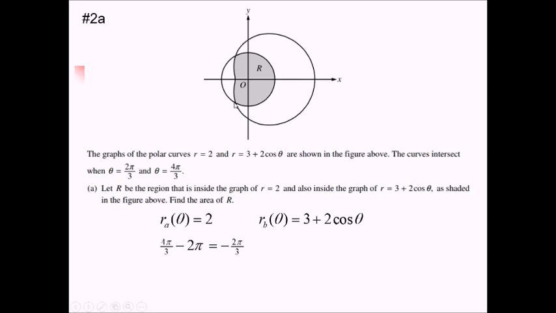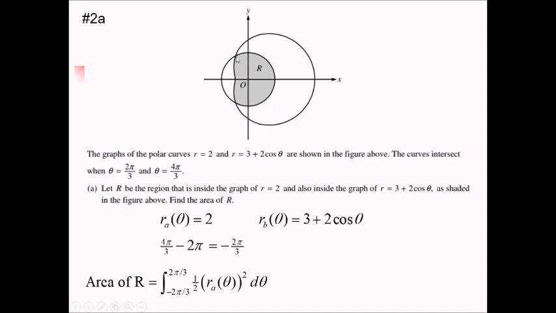Okay, so with that in mind, I'm going to take the integral from negative 2 pi over 3 all the way to positive 2 pi over 3, and I'm going to be taking that for my r_a of theta, my circle basically. So we're doing 1/2 of that squared because we do 1/2 r squared d theta in general. So that gives me the area from here to here.